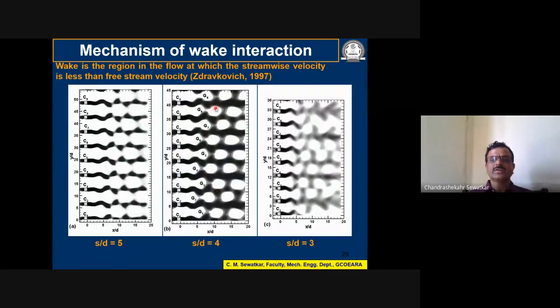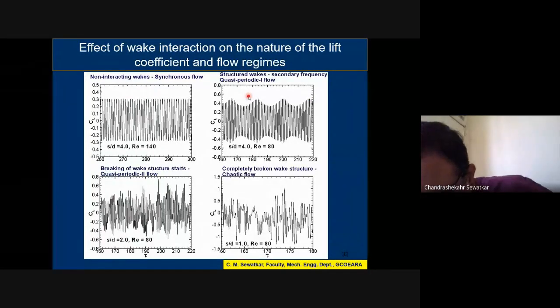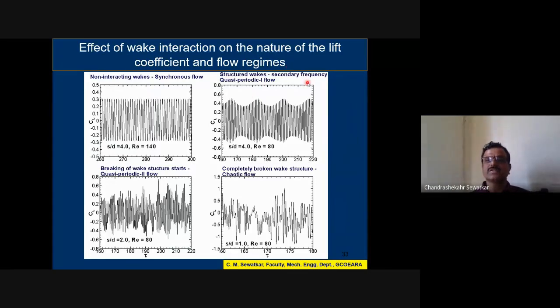This systematic interaction of the wake behind the body leads to modulation in the lift coefficient signal, and that modulation is also systematic. I will show you. The modulations are there. So here in the signal there is only one frequency. Here in the signal we have two frequencies. One is the frequency of vortex shedding, and another is the frequency corresponding to these two peaks. So there are two frequencies. This second frequency, we have termed the secondary frequency.